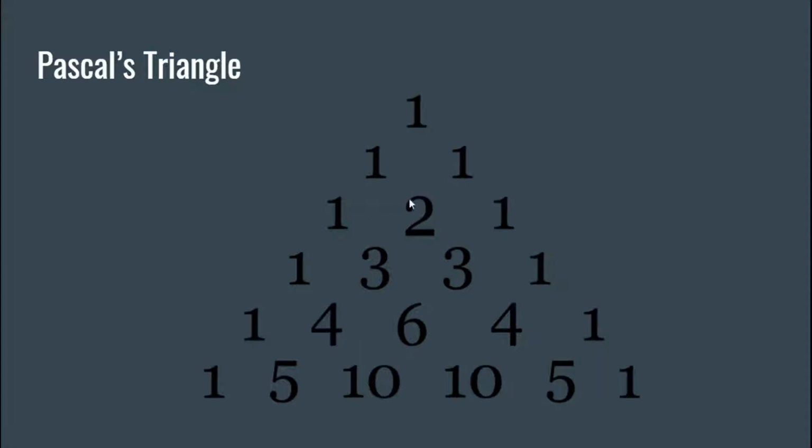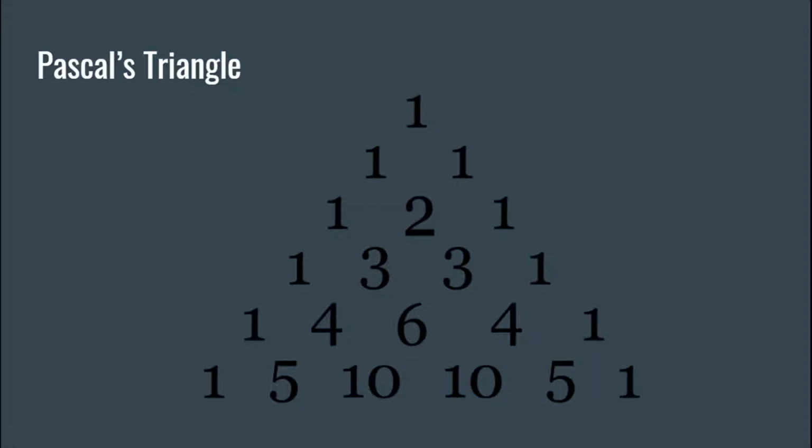So to get this row, we do the same thing. We add from the previous row. 0 plus 1 is 1. 1 plus 1 is 2. 1 plus 0 is 1. Okay, next row, we use the previous row. So here, 0 plus 1 is 1. 1 plus 2 is 3. 2 plus 1 is 3. 1 plus 0 is 1, and so on for each successive row.